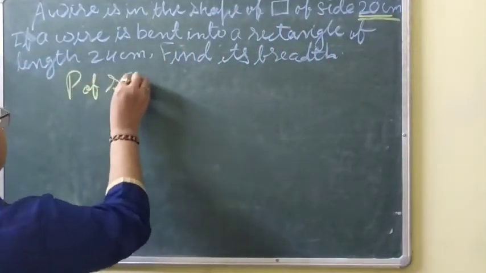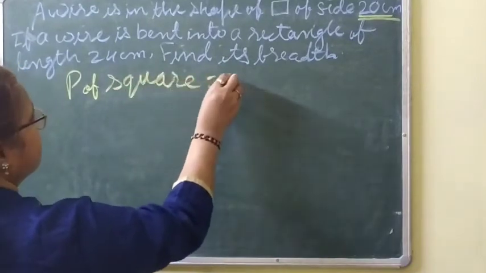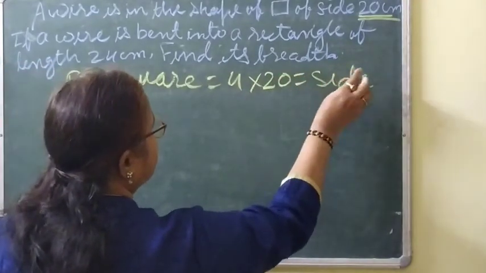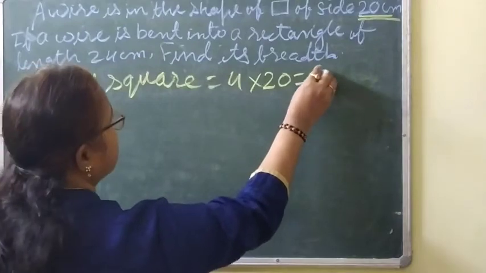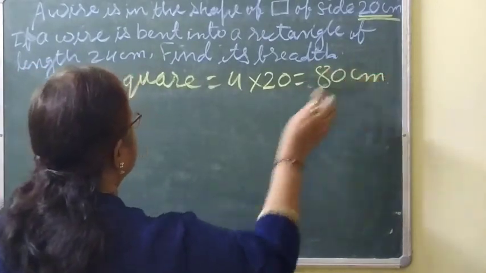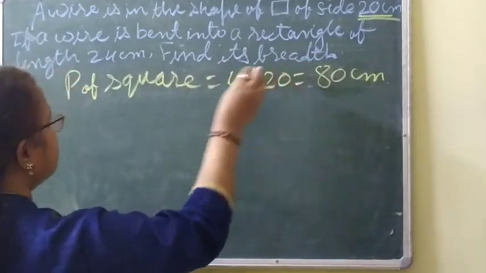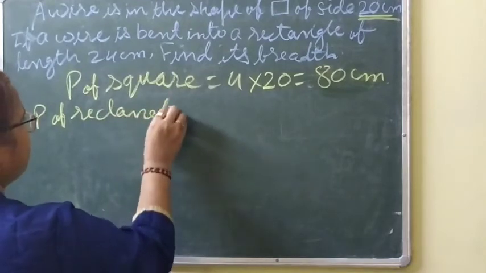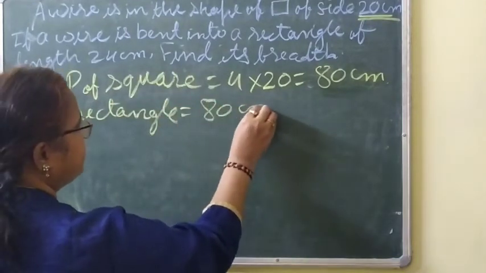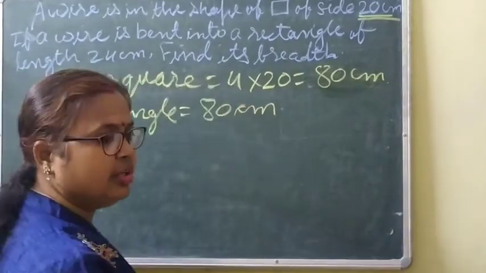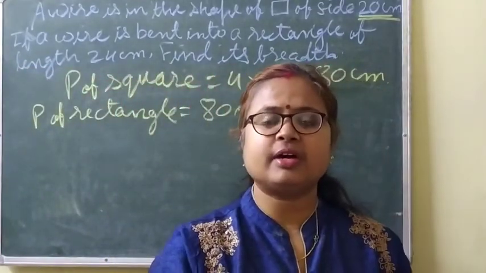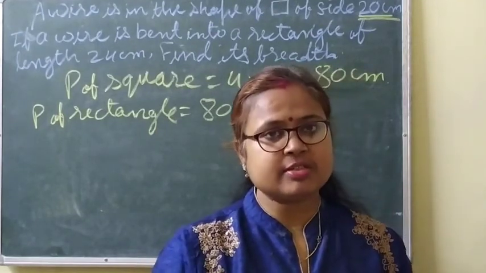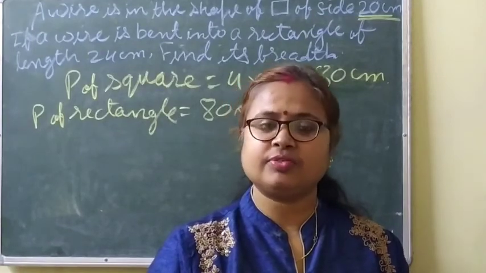So here the side is given, so we can find out the perimeter of square. So P of square is 4 into 20, that is 80 centimeter. And the same wire is bent into a rectangle, so perimeter of rectangle will also be equal to 80 centimeter. Clear? Why will it be 80 centimeter? Because the same wire is bent in the form of a rectangle. The length is same, so perimeter will be the same. Why? Because perimeter is the length of the boundary.